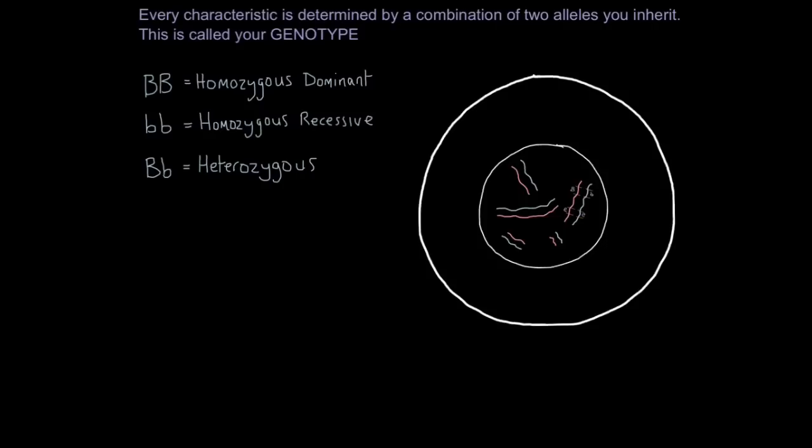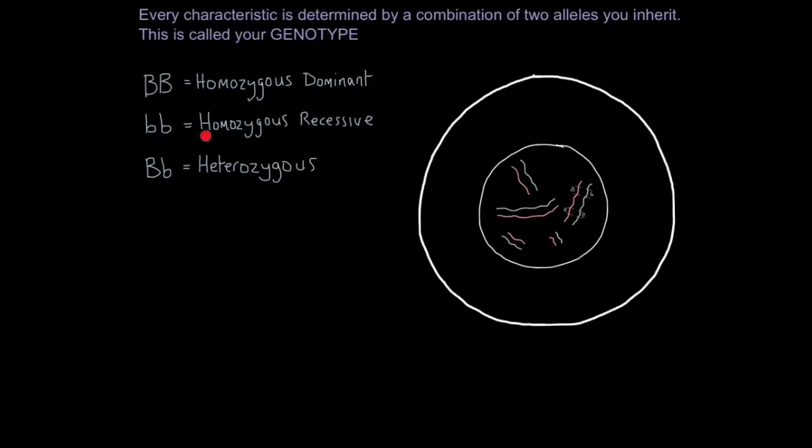The combination of alleles or genes you inherit is called your genotype, and there are three types of genotype you need to be aware of. So two big Bs, if you inherit two dominant alleles, you would be referred to as homozygous dominant, so your genotype would be homozygous dominant. Remember that homo means the same, and zygous refers to the fertilized egg cell that you develop from. So inside that fertilized egg cell, you have two copies of the same dominant allele.